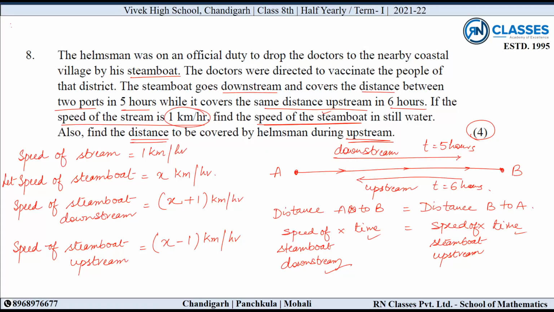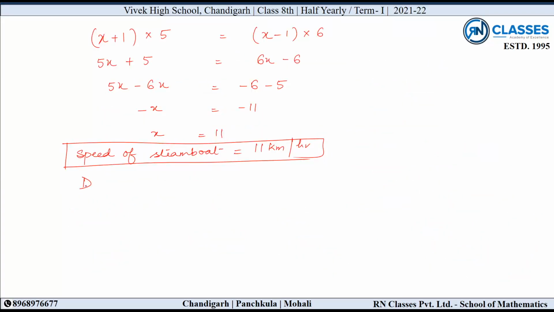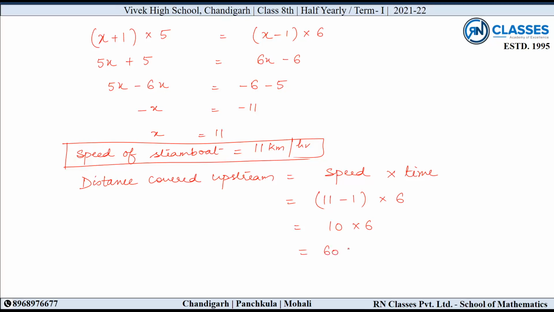Let's find out the other one also: the distance covered by the steamboat upstream, B to A. How much is the distance? Speed into time. Speed of whom? 11 minus 1, the time is 6 hours. 10 into 6, 60 kilometers. So the distance covered upstream is 60 kilometers. This is the answer. All 4 marks are yours.